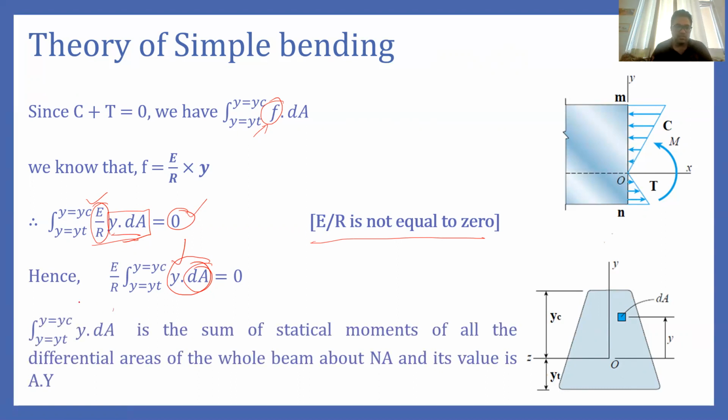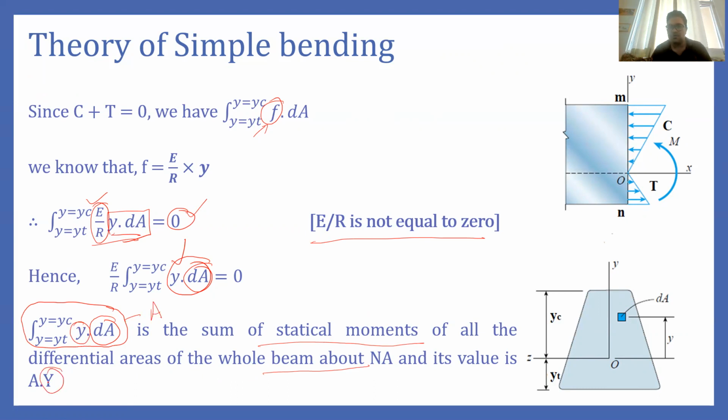Now, what is this integral? This integral is known as the sum of statical moments of all the differential areas of the whole beam about the neutral axis, and its value is Ay. The total area of dA, if we integrate it, becomes A. Similarly, this y becomes capital Y.